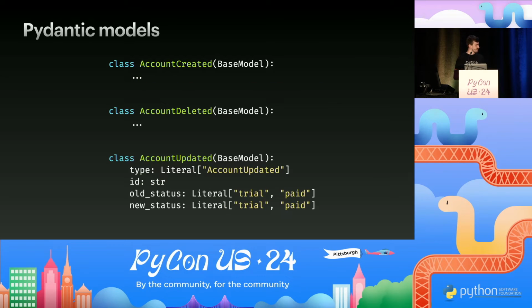I could write these classes for all the other message types, but I will spare you going step by step. I will also use the same trick with literal in the case of account updated. You know that old status and new status can be one of two values. Of course, if I passed something else, I would also get an exception.